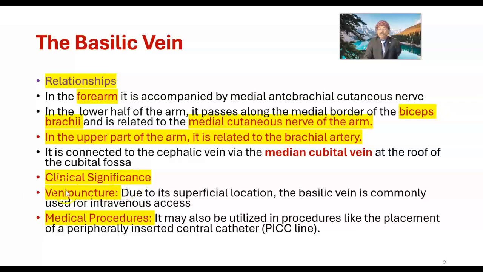Clinical significance: the basilic vein is used for venipuncture due to its superficial location. It is commonly used for intravenous access, maybe to draw blood or to inject fluid or medication or drugs. We always prefer the median cubital vein, but the basilic vein is also a choice. Medical procedure: it may be utilized in procedures like the placement of a peripherally inserted central catheter, PICC line.